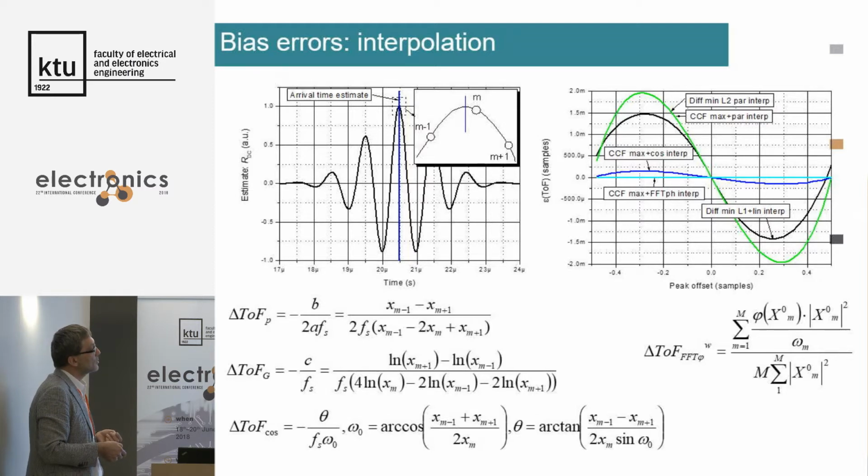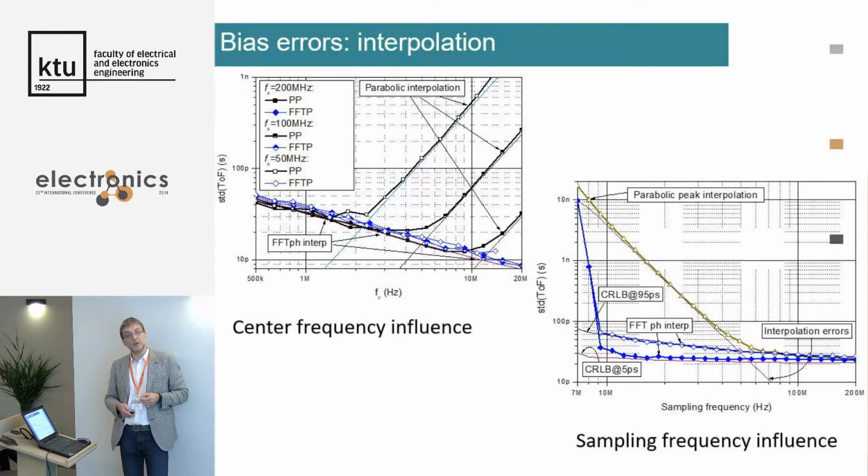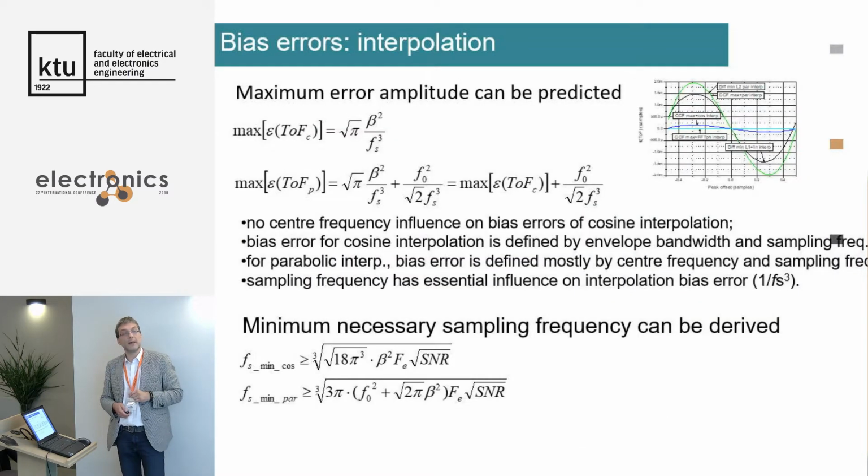For parabolic interpolation, those errors are huge. When it comes to L1 norm interpolation, you can see linear interpolation or triangle interpolation. It is also causing errors. And there are two techniques, like cosine interpolation and frequency domain interpolation. Frequency domain interpolation is virtually free from interpolation errors. Those are the equations for interpolation, and this is a demonstration of the influence of interpolation on the errors. You can see that they are suddenly increasing.